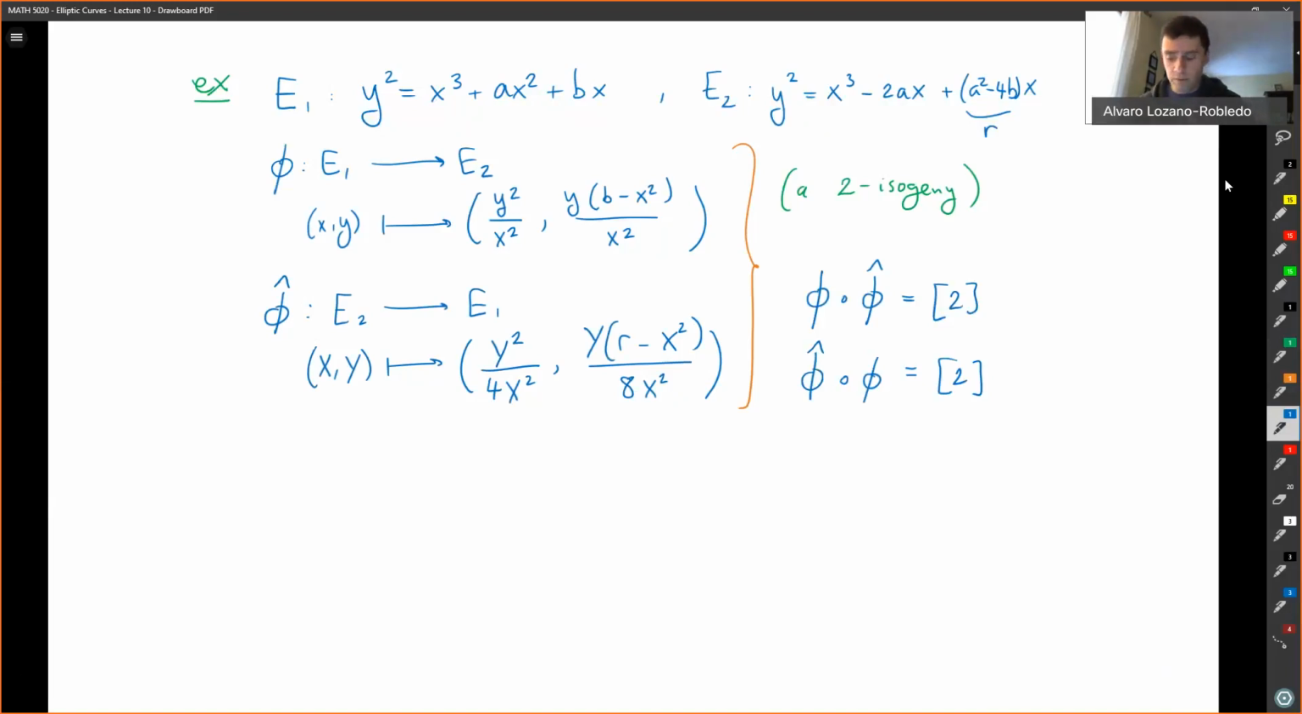The multiplication by 2 map is in different places. This one starts on E2 and ends in E2, so this is going from E2 to E2. And phi starts in E1, so this is going from E1 to E1. So multiplication by 2 on E2 and on E1. They're not inverses of each other, but their composition gives you another isogeny, which is multiplication by 2. This will be key in the theory of isogenies: it turns out there is always this other isogeny that goes in the other direction that is called the dual isogeny. We'll get there. All right, so those are some examples of isogenies.